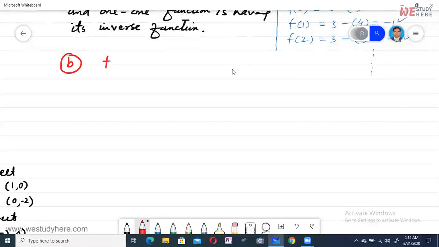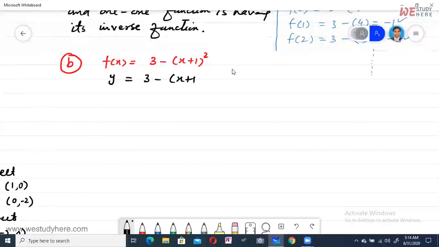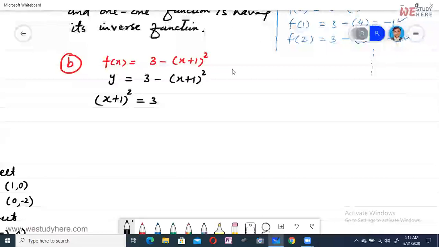As f of x is given, that is 3 minus (x plus 1) whole square. Now we need to find here f inverse. First of all, in place of x, we will substitute y. 3 minus this (x plus 1) whole square as it is. This negative times (x plus 1), the other side will be positive (x plus 1) whole square. This 3 as it is, and this y is minus y.